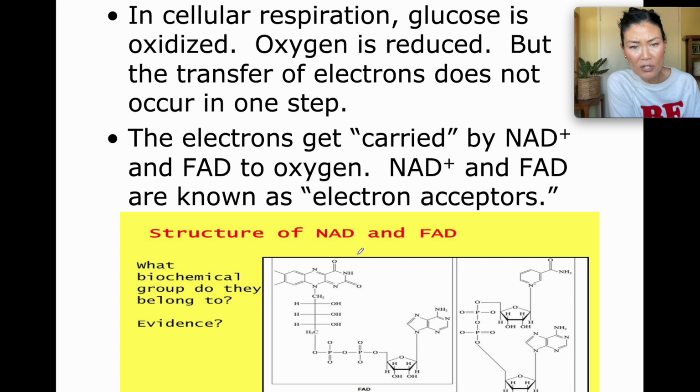You don't need to know the structure of NAD and FAD, but I just want to bring up the fact that they are a type of nucleotide. Just like how ATP is a nucleotide that's not used really for hereditary purposes or DNA purposes. ATP is a source of energy, but NAD and FAD are used for something else. They're electron acceptors or electron carriers. They carry electrons.